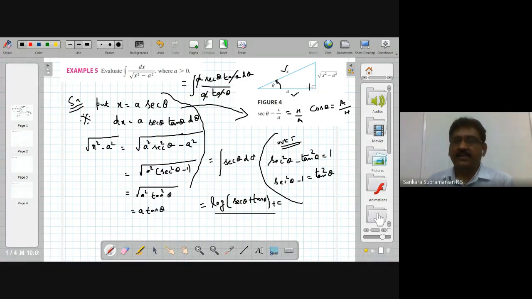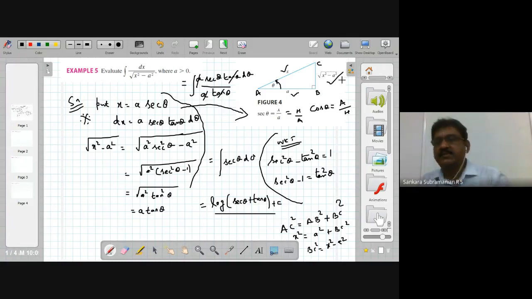By completing the Pythagoras theorem, if you want to name the triangle ABC, we know that the hypotenuse square AC square will be equal to AB square plus BC square. You know AC, which is x square. You know AB, which is a square. You don't know BC. So BC square is equal to x square minus a square, so the distance BC is the positive root of x square minus a square.